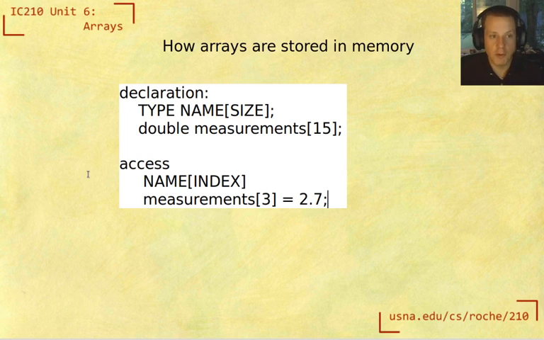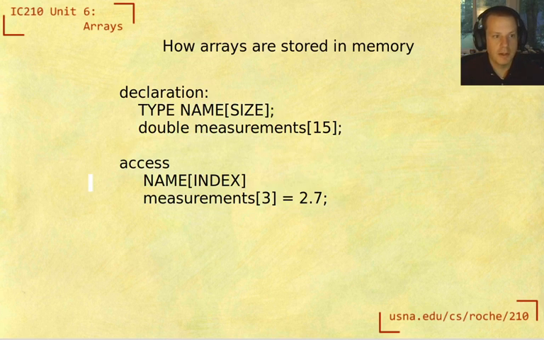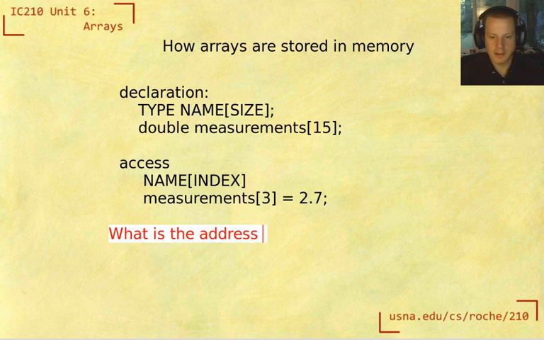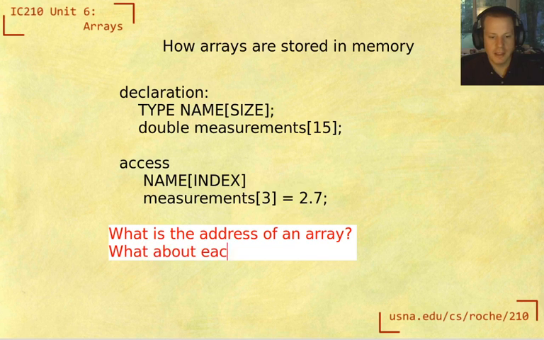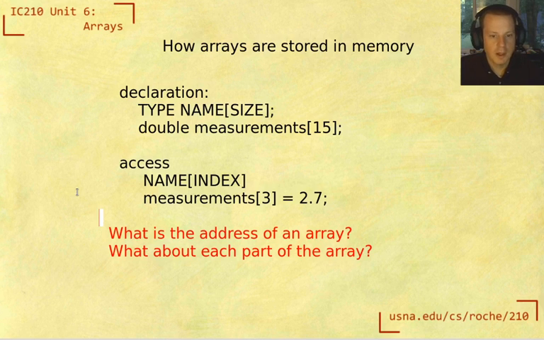We know that every normal variable has an address because we can take the pointer of it. And so the questions that we want to try to answer now are, what is the address of an array? What's even the type of that address? And what about each part of the array? And how does that differ from the address of the array itself? And what does that mean? And so before I just tell you, let's look at an example program and do a little bit of experimentation to try to learn about it.